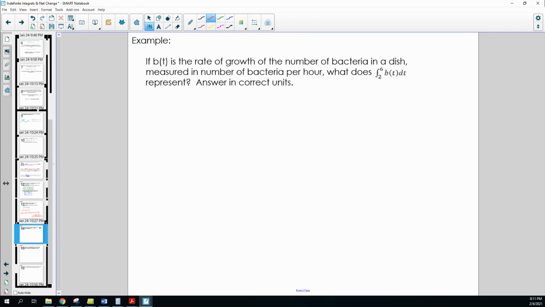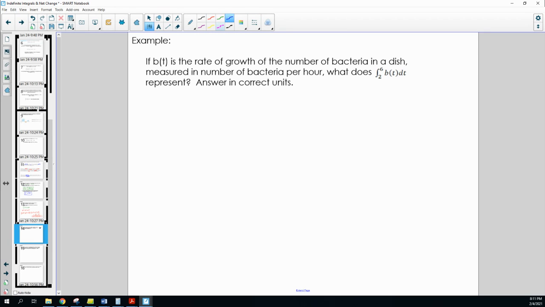All right, the next 2 problems, we're just going to look at how we can explain what it's asking for. So if b of t is the rate of growth of the number of bacteria in a dish, measured in number of bacteria per hour, what does the integral from 2 to 6 of b of t dt represent? And answer in correct units.